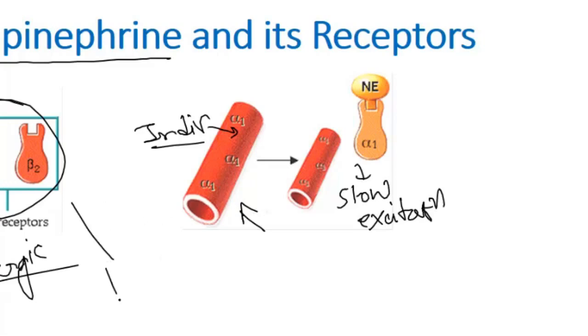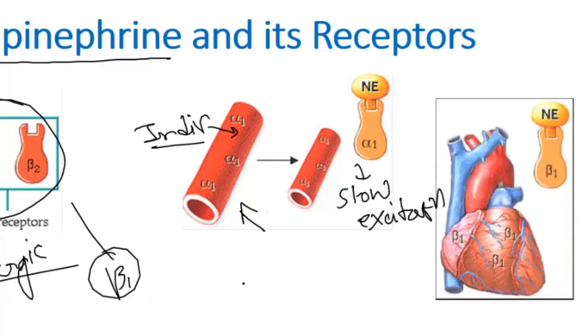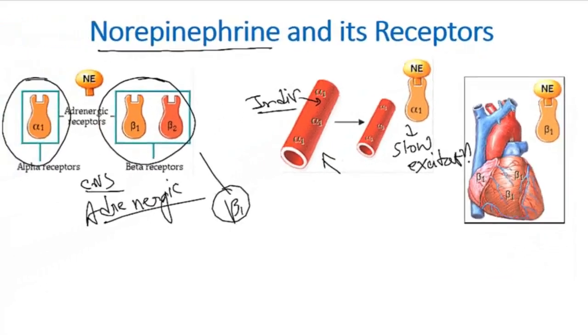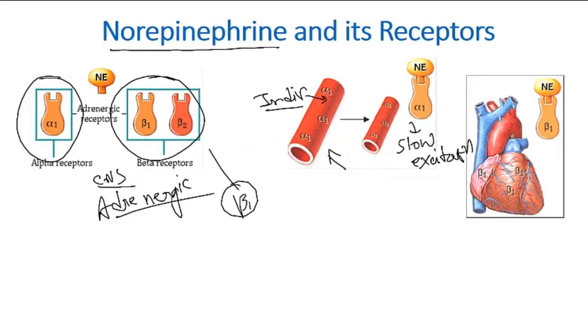If you look at the beta 1 type, beta 1 is another receptor. When norepinephrine interacts indirectly with the beta 1 receptor, which is mostly in the heart, it produces a slow excitation. In this case, it will allow the heart rate to increase, because this is also a slow excitation. Norepinephrine is also excitatory here, but slow.